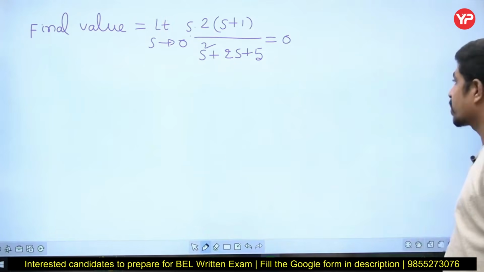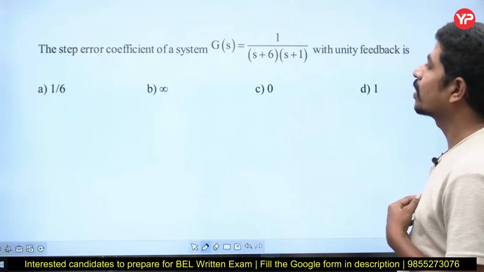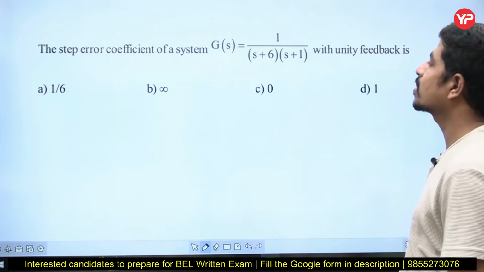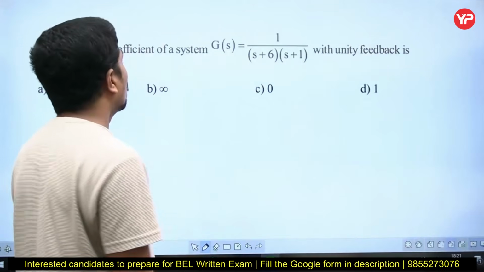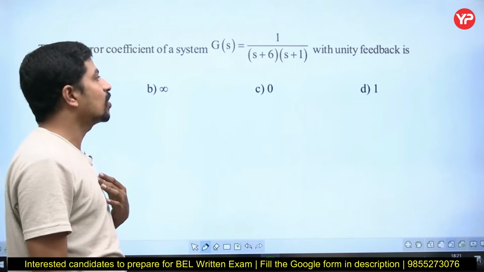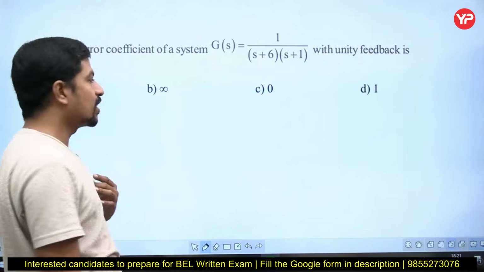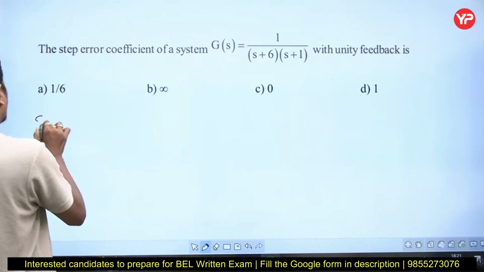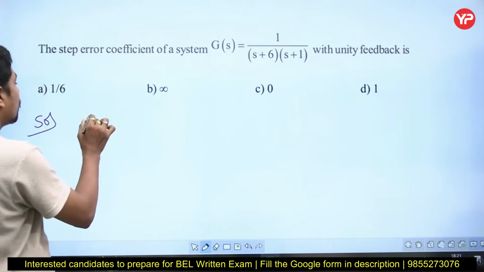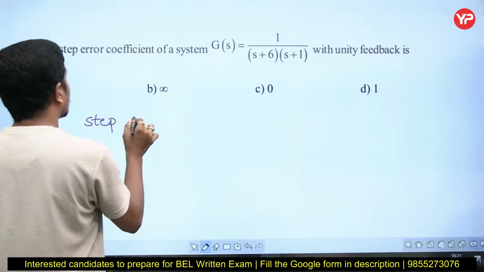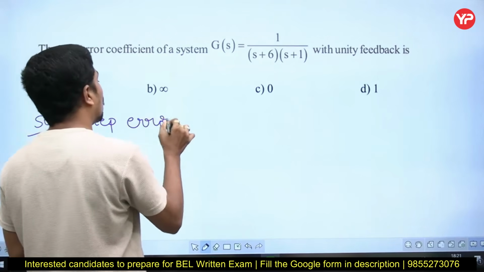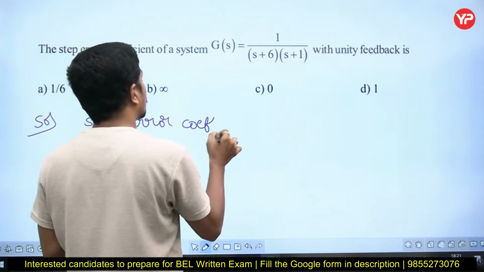Let's go to the next question, please. He is asking the step error coefficient. The question: the step error coefficient of a system G of s equal to 1 by (s plus 6) into (s plus 1) with unity feedback is. He is asking for the step error coefficient. Step error coefficient is nothing but Kp.